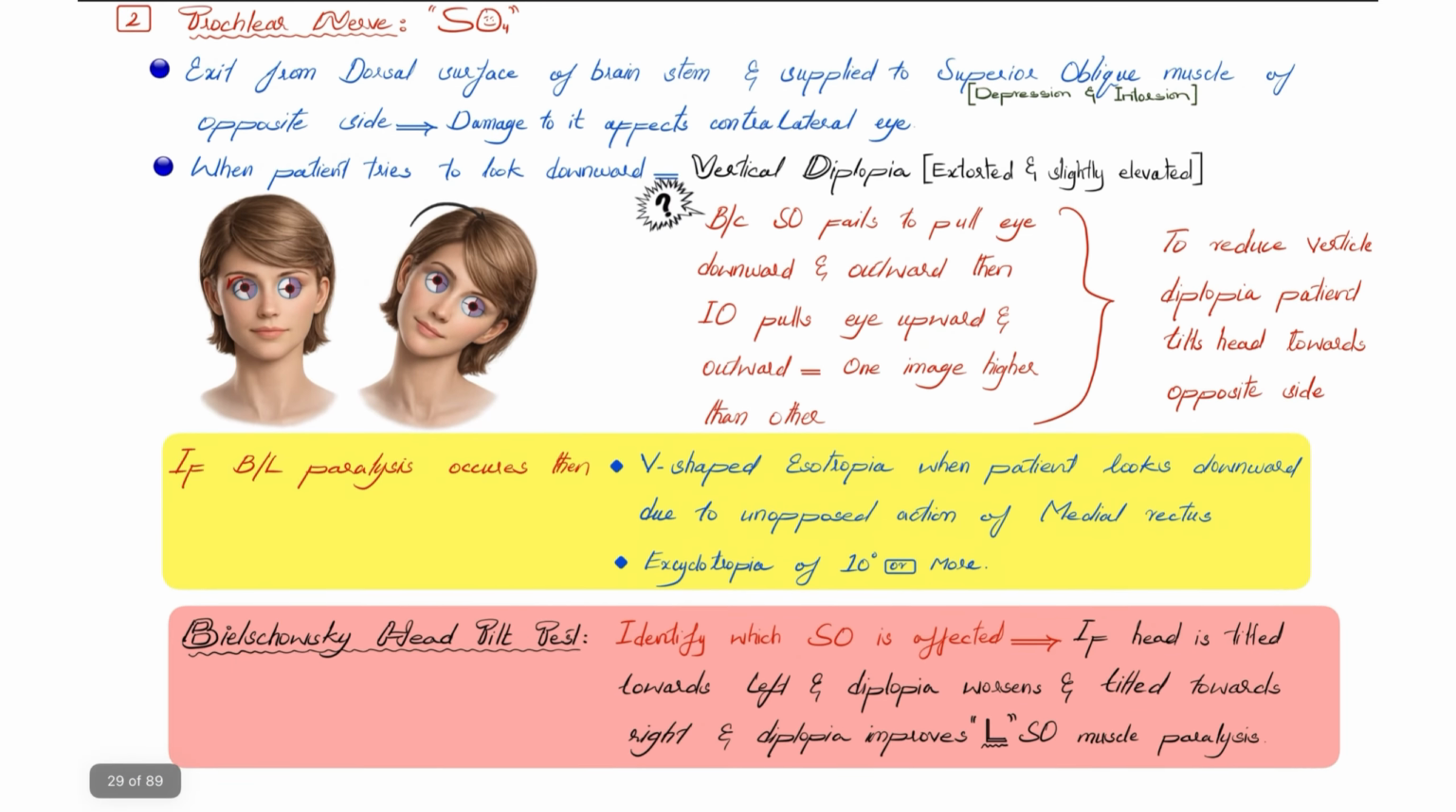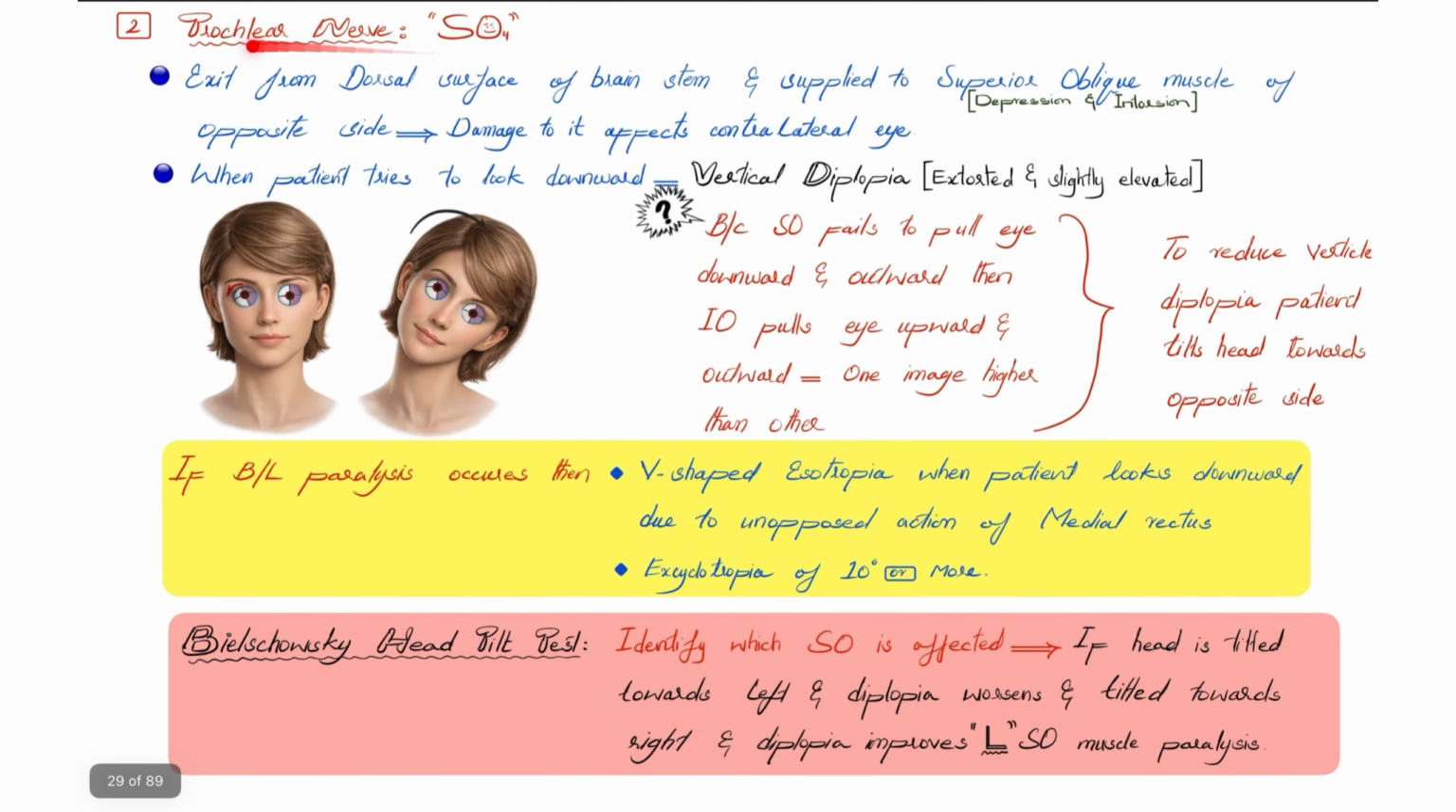Now let's discuss the trochlear nerve. The trochlear nerve supplies only one extraocular muscle, which is the superior oblique, and you can remember it with SO4. The trochlear nerve exits from the dorsal surface of the brainstem and supplies the superior oblique muscle of the opposite side. This means if the trochlear nerve is damaged, then the contralateral eye is affected, and the normal function of the superior oblique muscle is depression and intorsion of the contralateral eye.